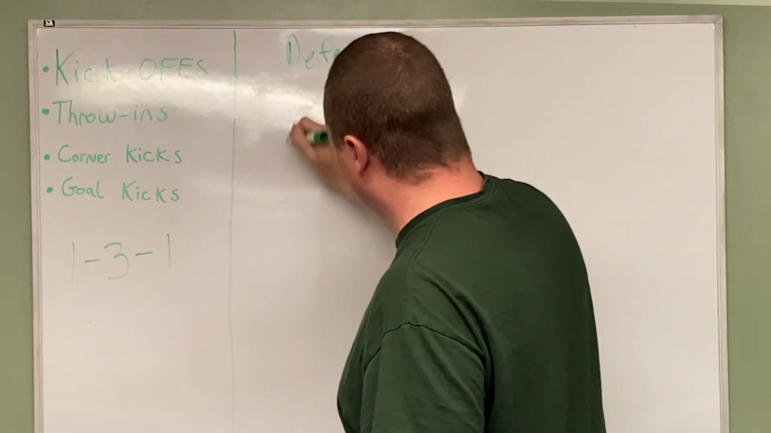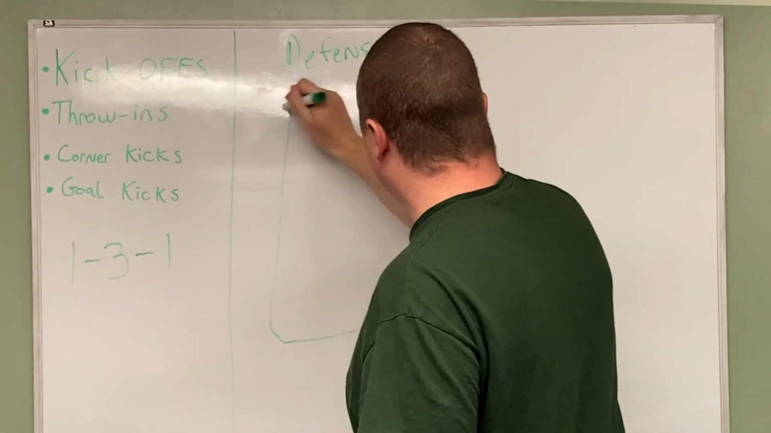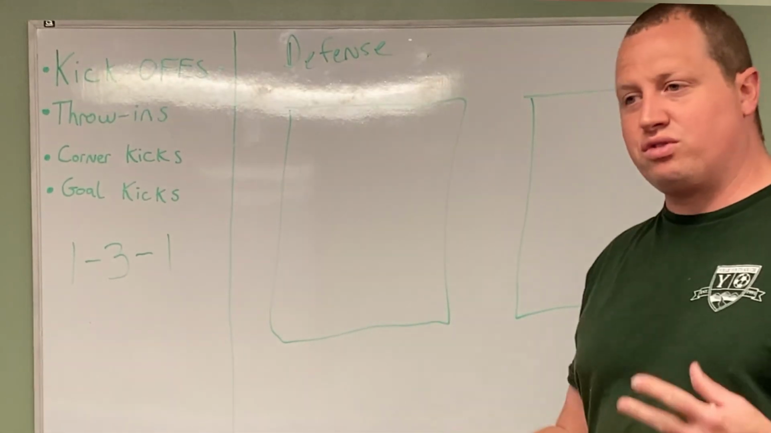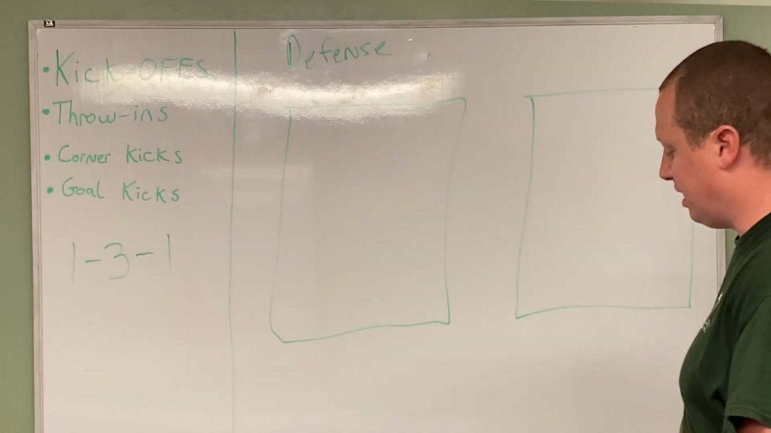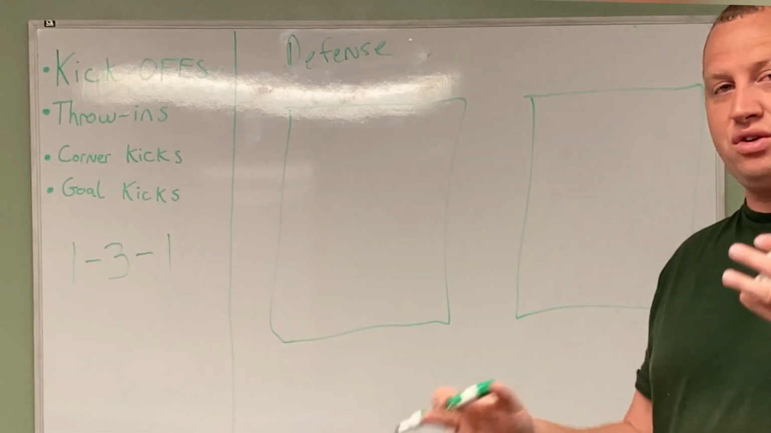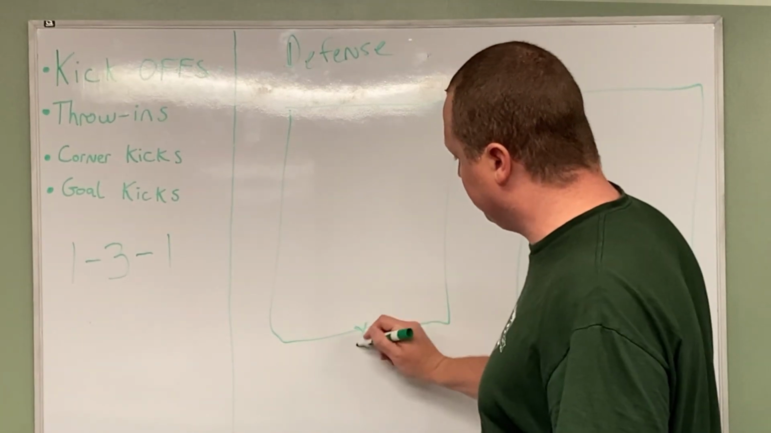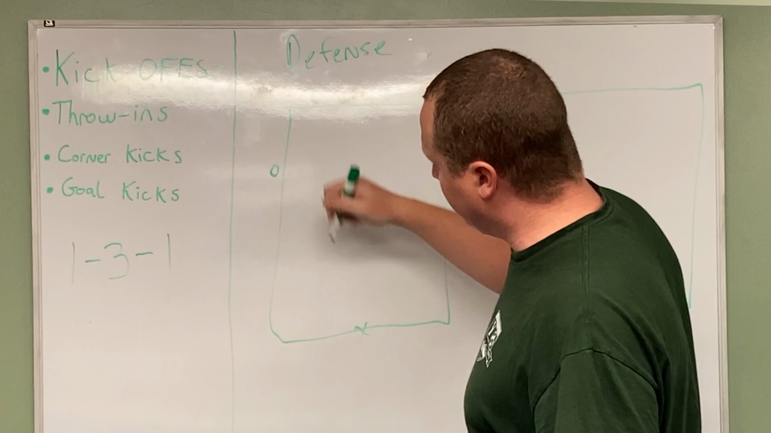Defense on a throw-in. Let me draw out two fields here just to make it easy. All right, defense on a throw-in. This is where kids could start getting a little bit confused and stuff like that on defense and offense. You know, it's a little bit different. So, all right, let's just say, here's our goalie down here. The ball goes out of bounds right here, okay?